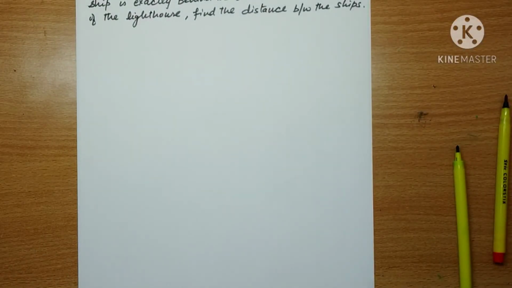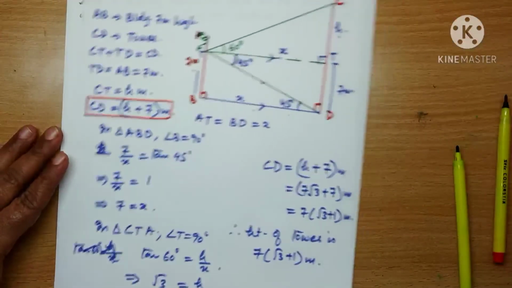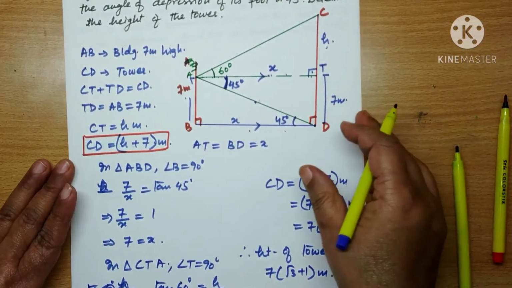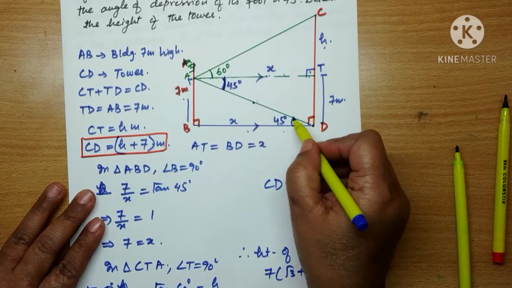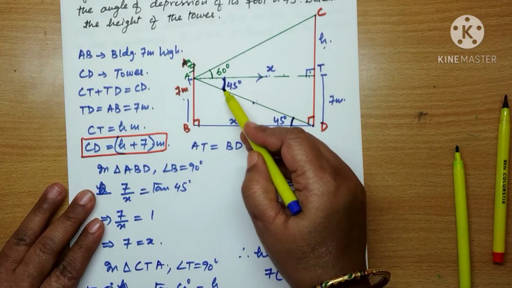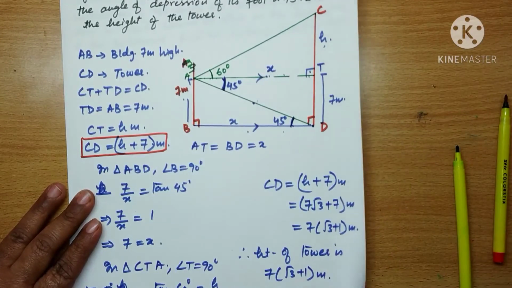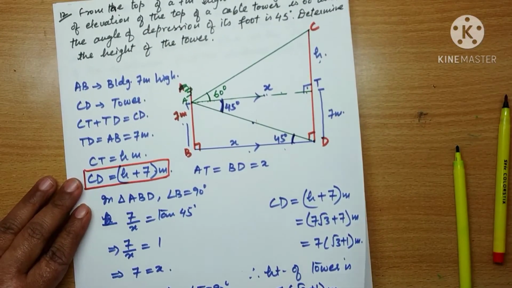Next question. Yeah, one more important thing, children. Angle of depression, very important to mark angle of depression. Generally, what children do, they mark this angle 45 and they do not show the angle of depression. If you do not mark angle of depression, you are going to lose a good amount of marks for that.